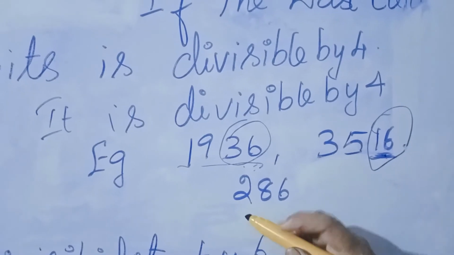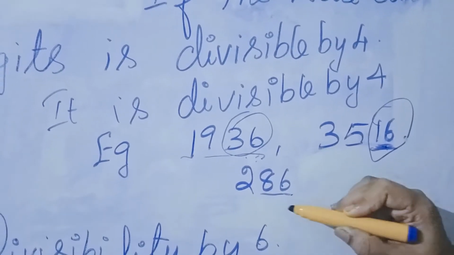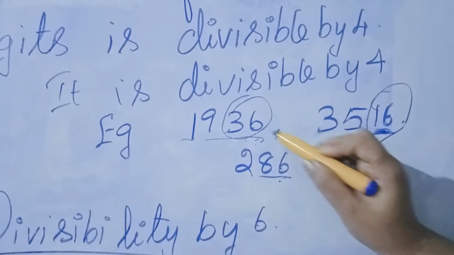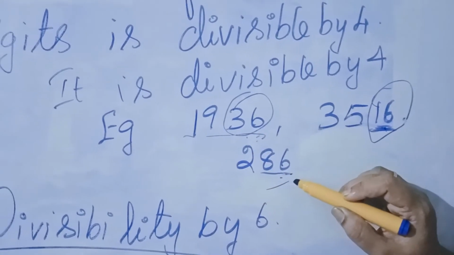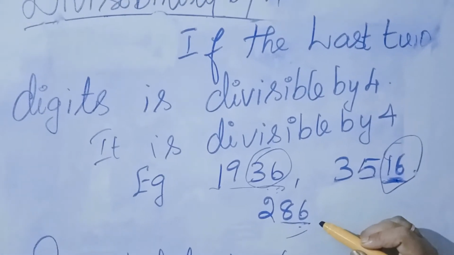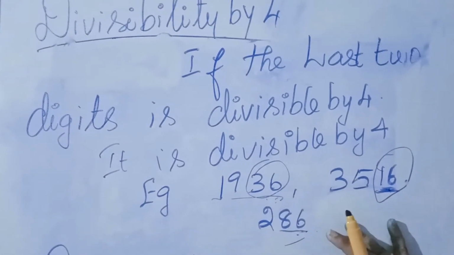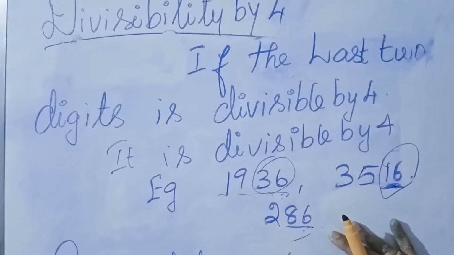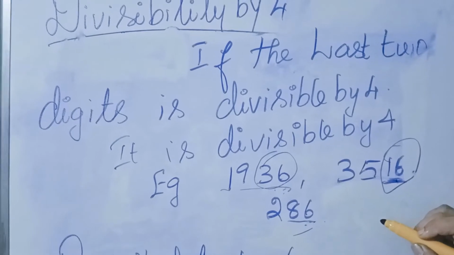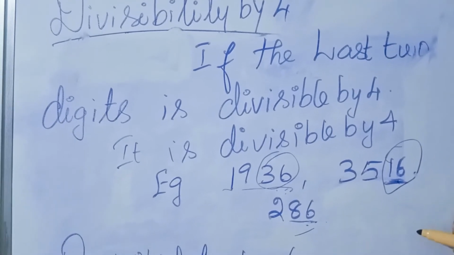Now we can check 86. Is this divisible by 4? No. So the whole number is not divisible by 4. Okay, the last 2 digits are not divisible by 4, so the whole number is not divisible by 4. If it is a 2-digit or 1-digit number, as usual you can check with division.